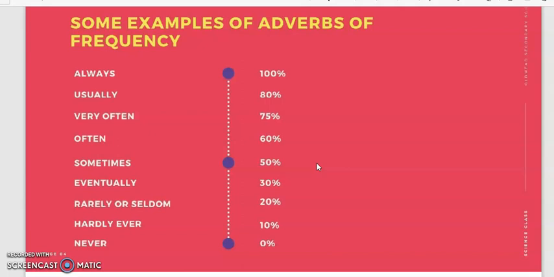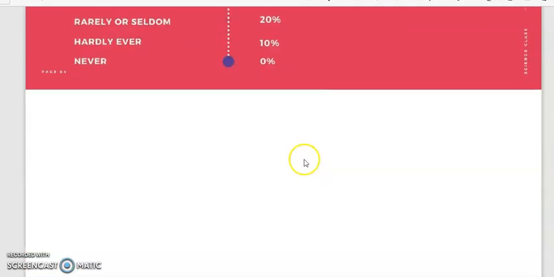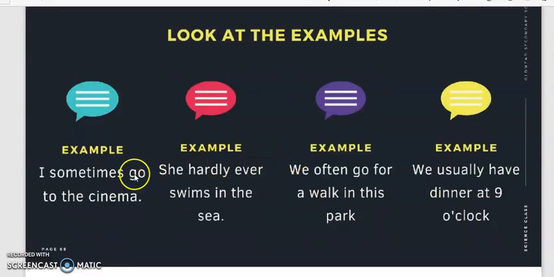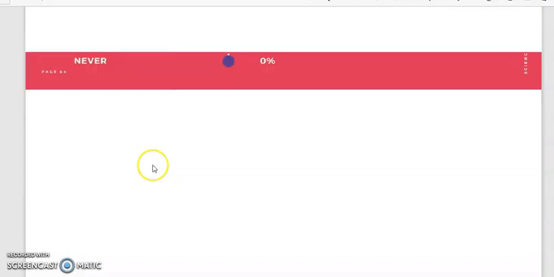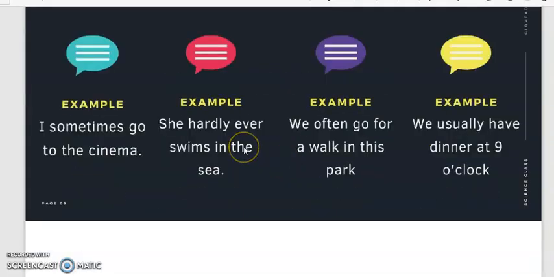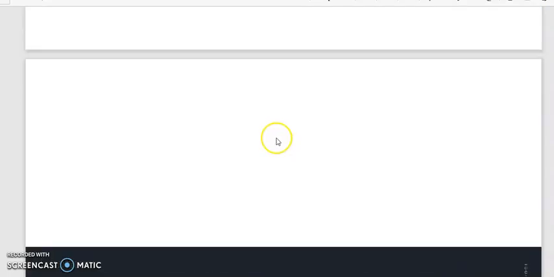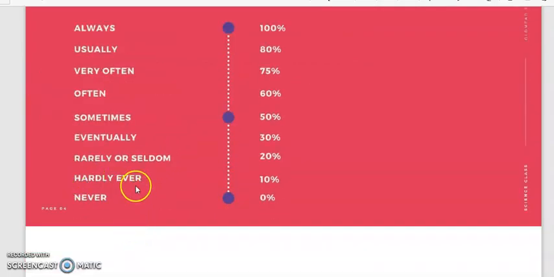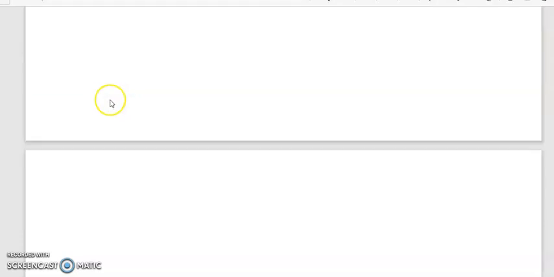I hardly ever. Okay? Here we have some examples. I sometimes go to the cinema. And here we have sometimes. Okay? I sometimes go to the cinema. She hardly ever swims in the sea. We often go for a walk in this park. We usually have dinner at 9 o'clock. Okay, we have hardly ever. We have usually, sometimes, and often.